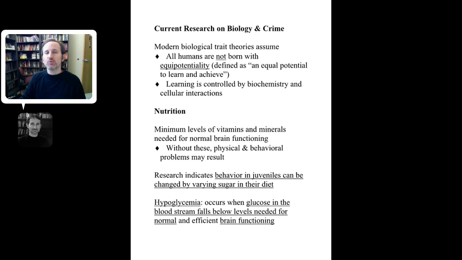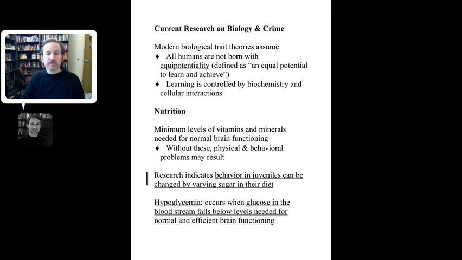There are also ways in which your biology, your physiology, can be affected by activities. Okay? So for example, your nutrition, the way in which you keep up with your diet. Your text mentions that there are minimum levels of vitamins and minerals that are necessary for normal brain functioning. If people are deprived of those, then you might see certain kinds of physical and behavioral problems resulting from this. So as an example, people who have certain kinds of vitamin deficiencies might have depression. They might have other kinds of physiological reactions to this.